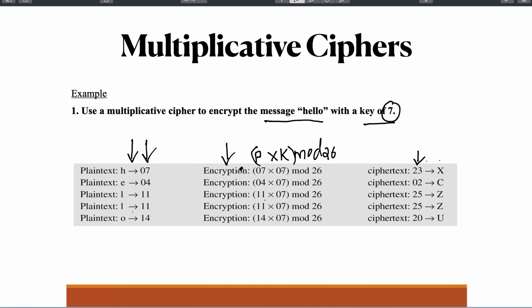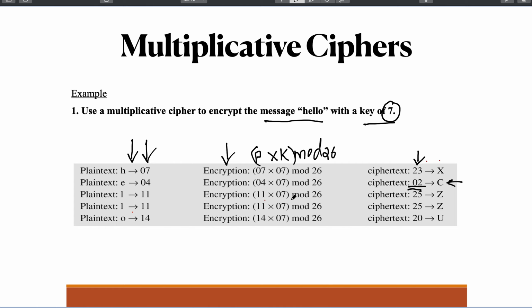The number for the letter E is 4. 4 into 7 is 28. 28 mod 26 will give you a remainder of 2, which corresponds to the alphabet C. Now the next letter is L. The number for L is 11. 11 into 7 is 77. 77 mod 26 will give you a remainder of 25.